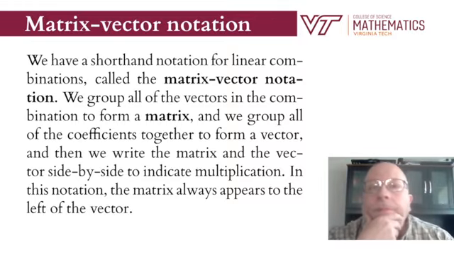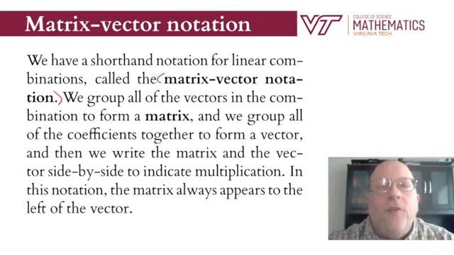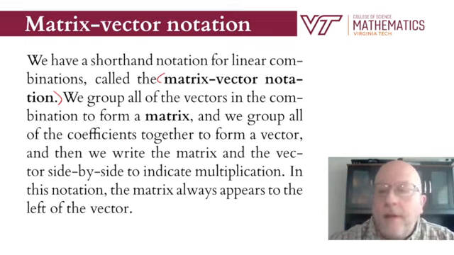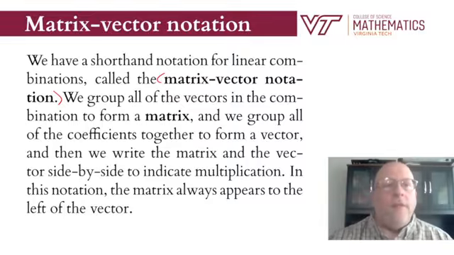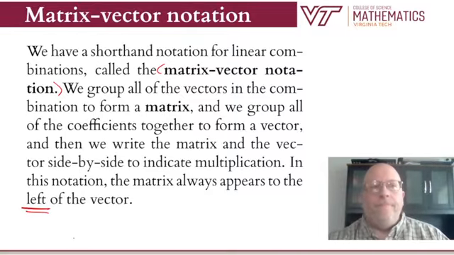All right. We have a shorthand notation for linear combinations. It's called the matrix vector notation. In this notation, we group all of the vectors together to form a matrix. Then we group all of the coefficients together to form a vector. We write the matrix and the vector side by side, with the matrix always on the left side of the problem. So let me show you an example.